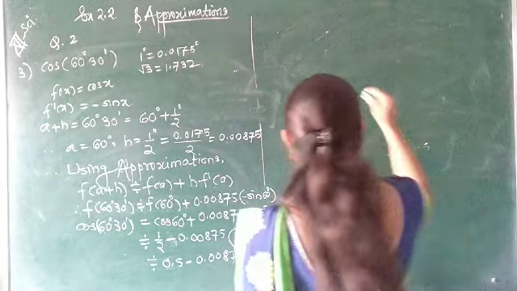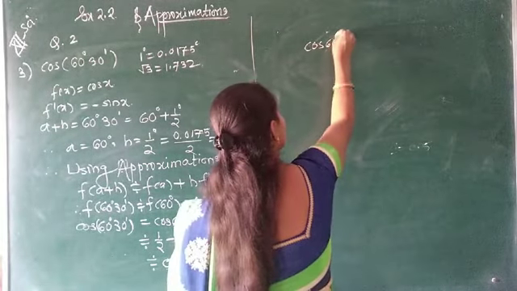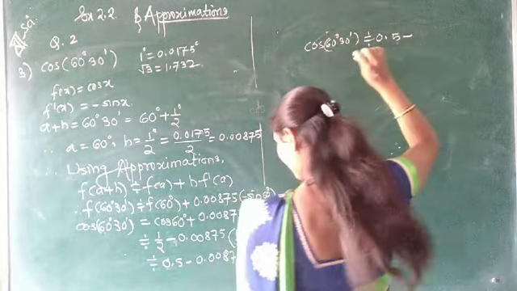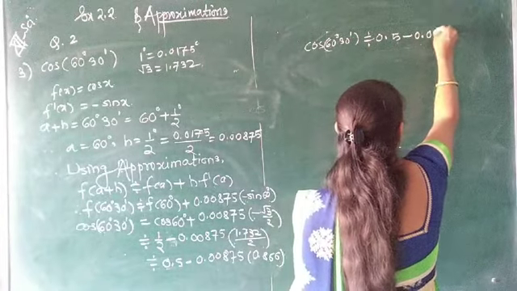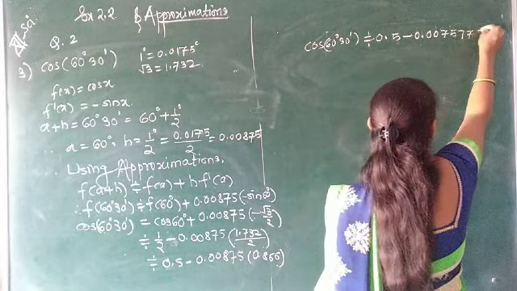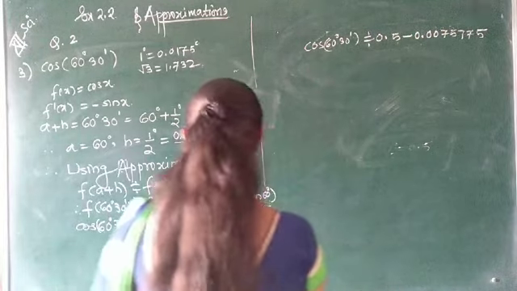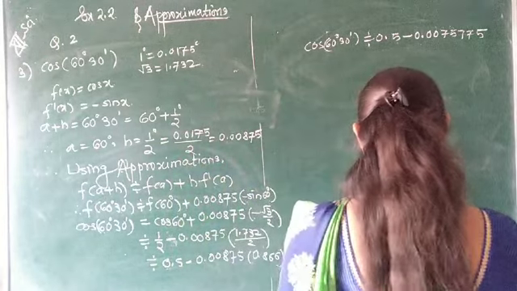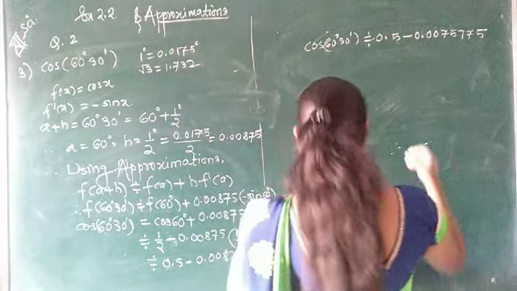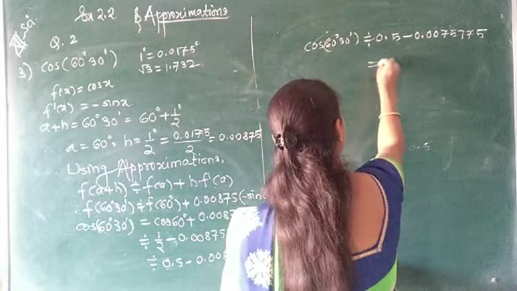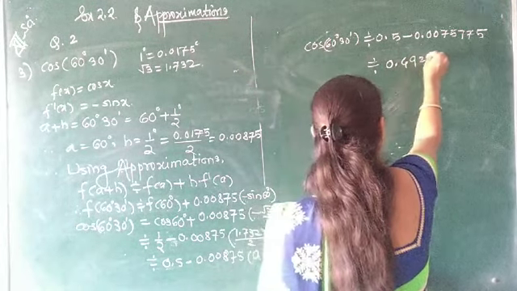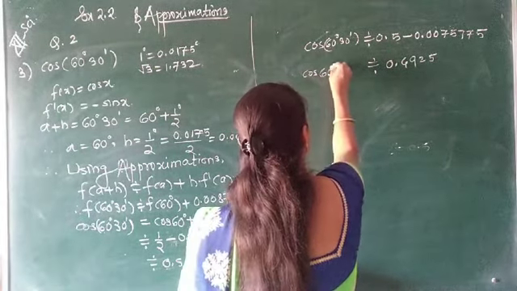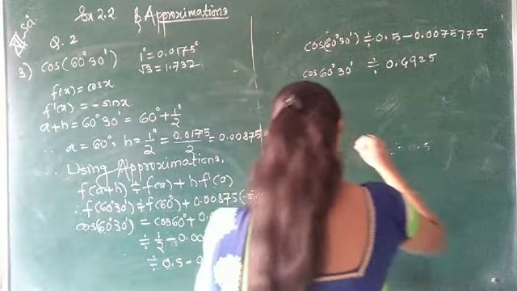Therefore cos of 60 degree and 30 minutes is approximately equal to 0.5 minus 0.0075775. The product of this, as in the second example, we take the product of this 0.00875, that is 0.0075. And the approximate answer is 0.4925 also, for cos 60 degree and 30 minutes.